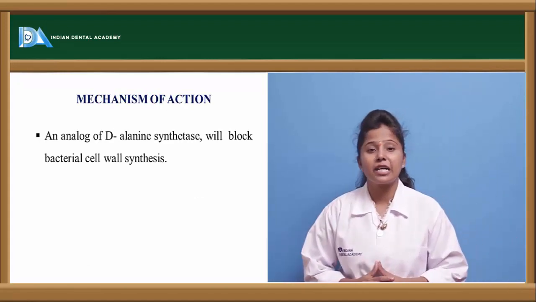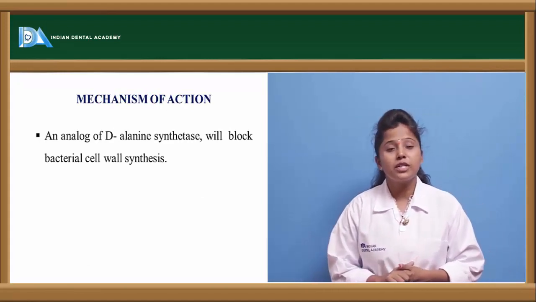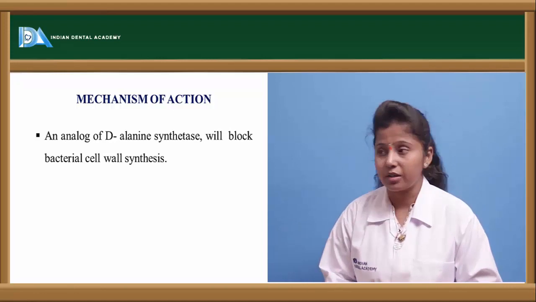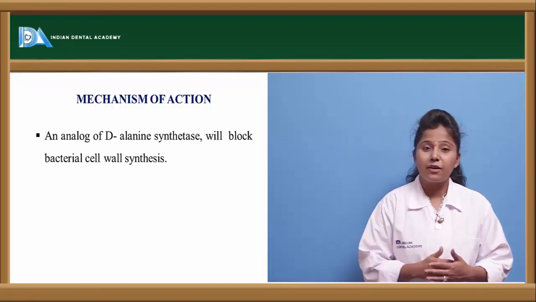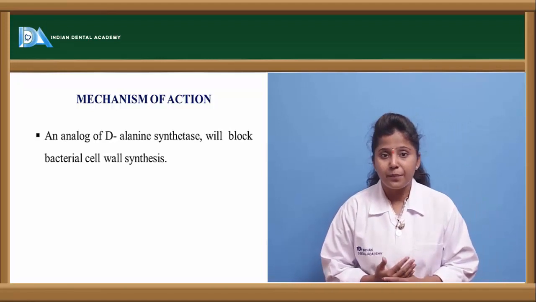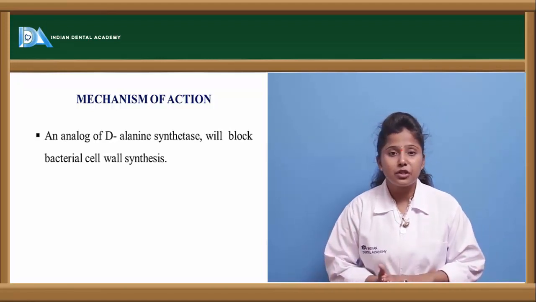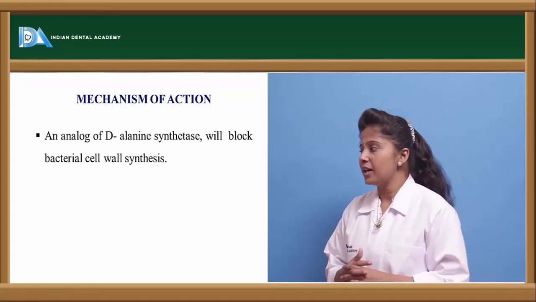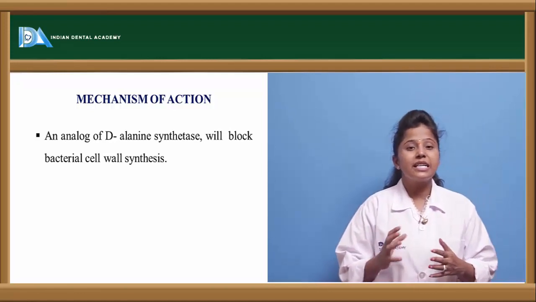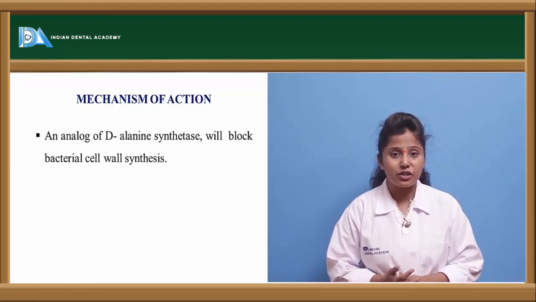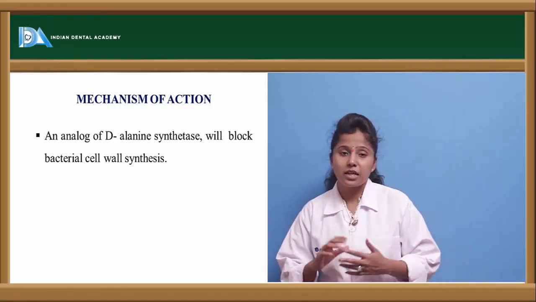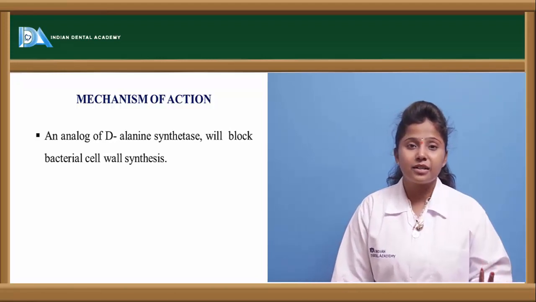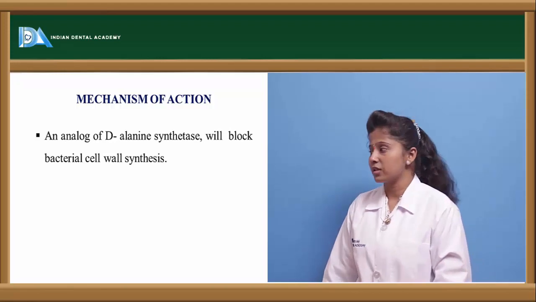Let us see the mechanism of action of cycloserine. This cycloserine is used as an anti-tubercular drug, but it has a separate mechanism when compared to other drugs. It blocks cell wall synthesis, but in a different pathway. The pathway involved in the inhibition of cell wall synthesis is different when compared to other drugs. Cycloserine is a D-alanine synthetase analog, so it contains an alanine amino acid in its structure, and this will block the bacterial cell wall synthesis with a different mechanism when compared to other drugs.